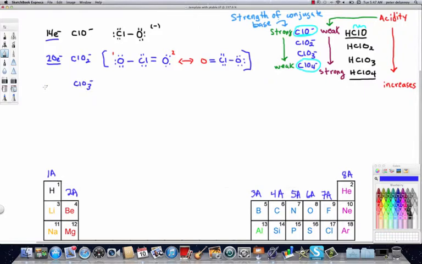ClO4 minus. And the magic number in total valence for this one's going to be 26. And we'll have to move down on this a little bit so we have room. Here's my central atom. This time we're going to have 3 oxygens. Okay, and our Lewis formula is going to look like this.